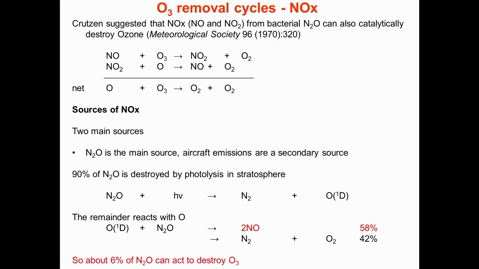So the Hox cycle isn't very efficient because there's not much water vapour up there. And the NOx cycle isn't very efficient because most of the N2O just produces nitrogen, which is inert and doesn't produce NO. So we've got the Hox cycle, not very efficient, but it happens. The NOx cycle, not very efficient, but it happens. So first of all, you've got the Chapman cycle, which is the natural cycle. Then you've got the Hox cycle. Then you've got the NOx cycle.